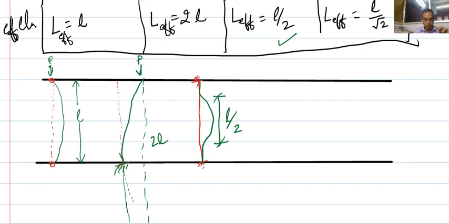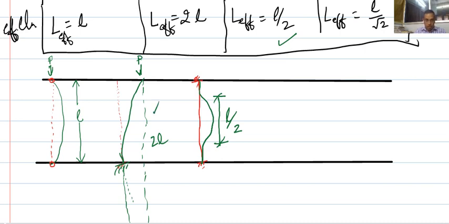Only the L by 2 portion of my column buckles. In the first case, the full column buckles. The buckling is there from the beginning to the end. Here, buckling is there from the beginning to twice the length. That is very difficult to imagine in the second case, right?